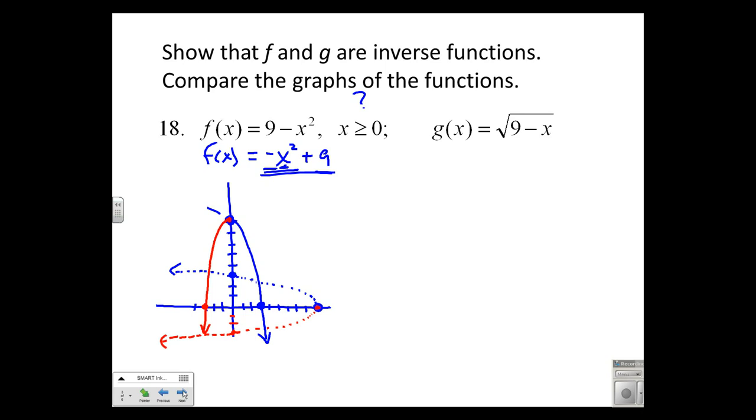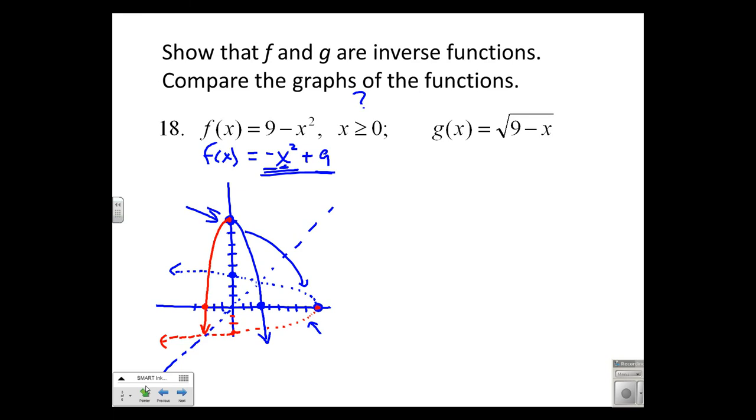Okay? So our blue flips onto our dotted blue as our red flips onto our dotted red. And one thing we should understand, x's become y's. The values that are on the y-axis over here that are positive flip to the positive x's. So we are flipping across the line y equals x.